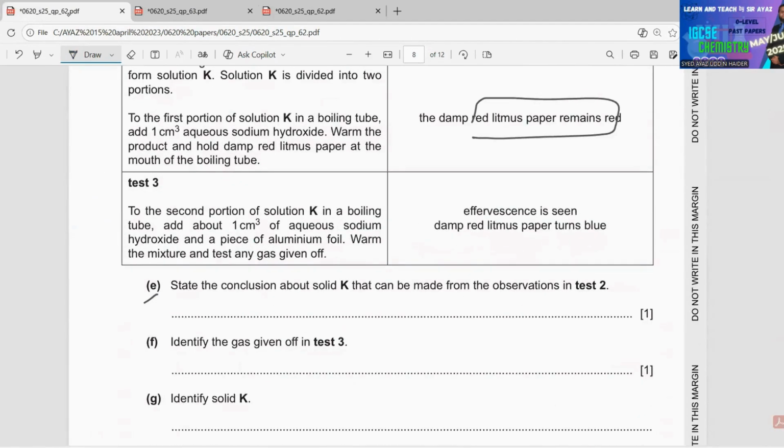So what I'm going to write is ammonium ion. You can even write the formula if you want: NH4+ absent.